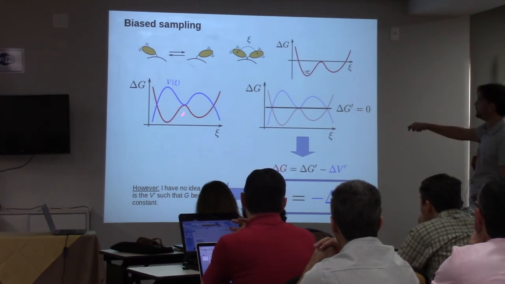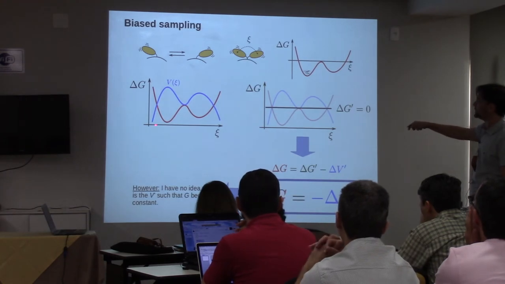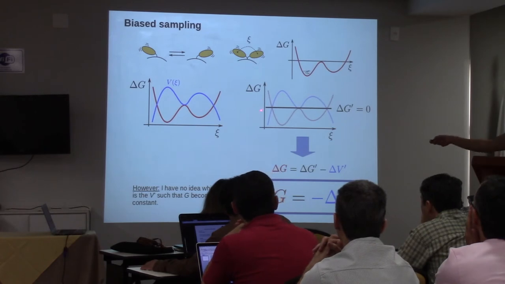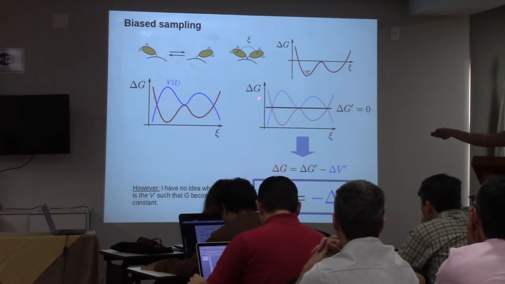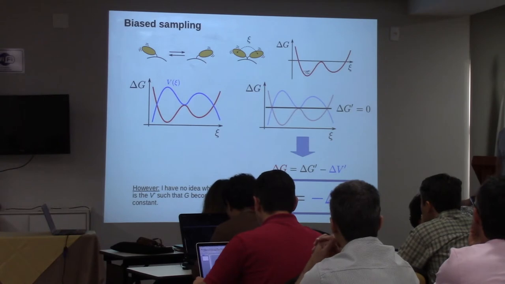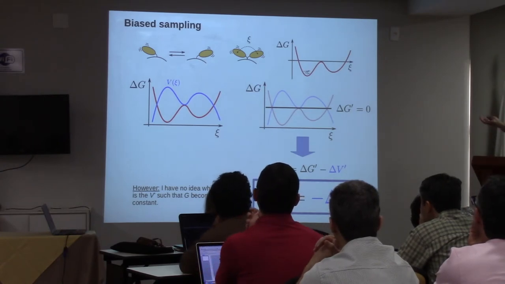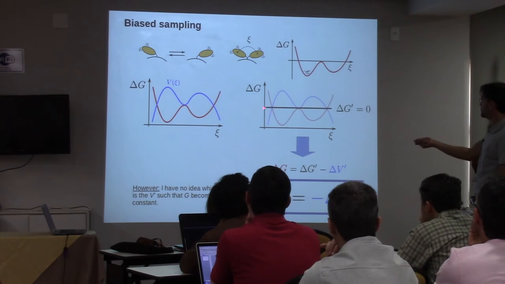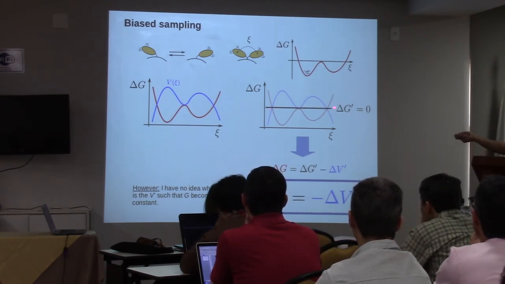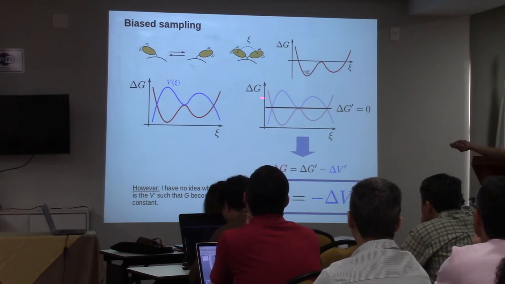Let's suppose that we know the free energy profile, and we add a potential energy to the system which is exactly the opposite of the free energy profile. In that case, the perturbed potential will be totally flat. And if the perturbed potential is totally flat, the free energy difference between every conformation is zero, because there is no free energy difference between any of the conformations.